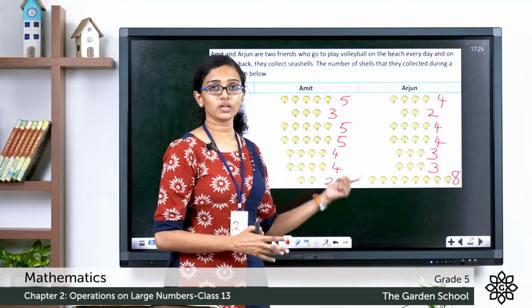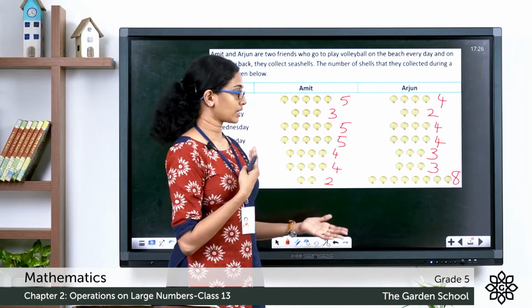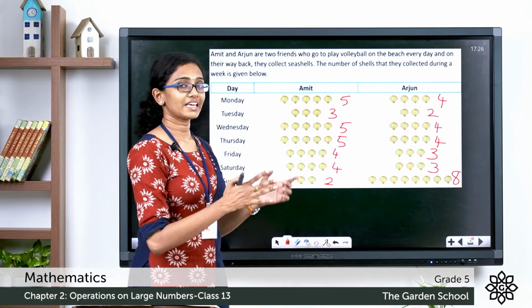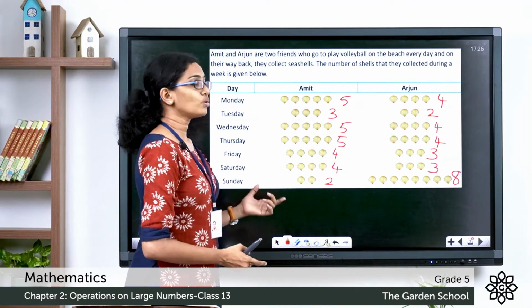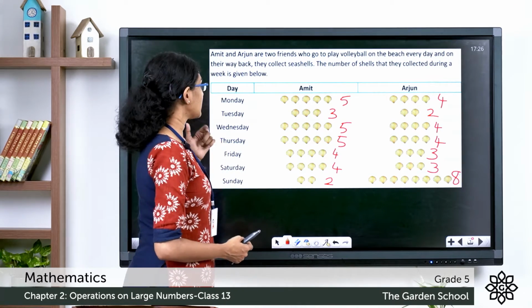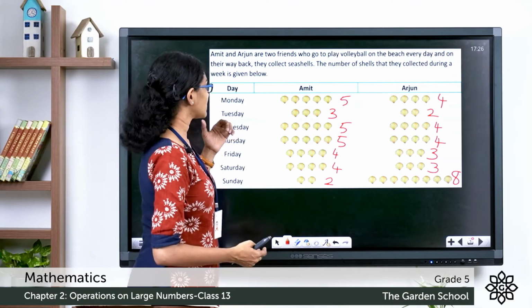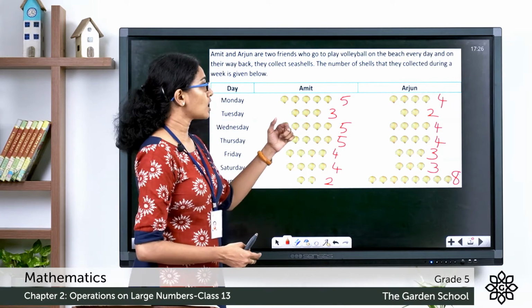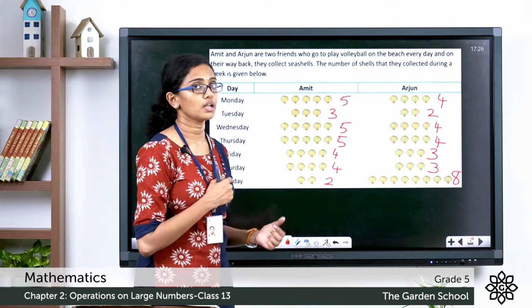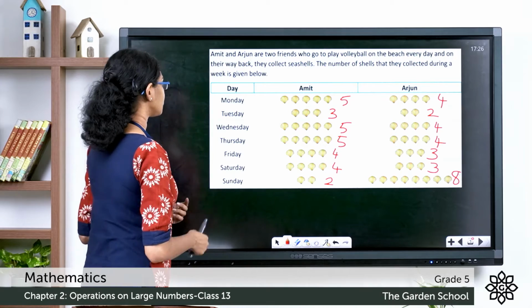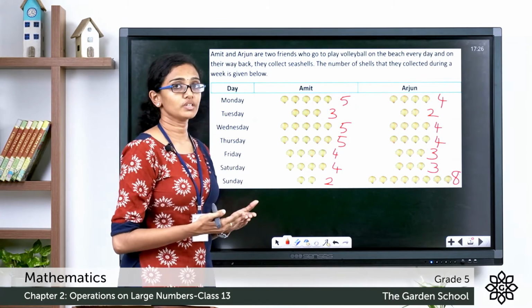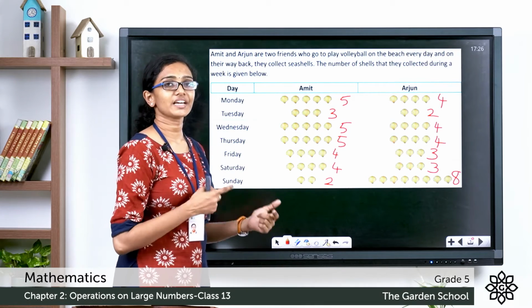So, when 1 week got over, at the end of the week, they were counting these seashells and they found out that even though on some days they collected a different number of seashells, both had the same number of seashells at the end of the week. But then Amit had a doubt regarding this. On Sunday, he could collect only 2, whereas Arjun had collected 8. And how come each of them has the same number of seashells? So, they decided to find out on an average how many seashells each of them collected every day.